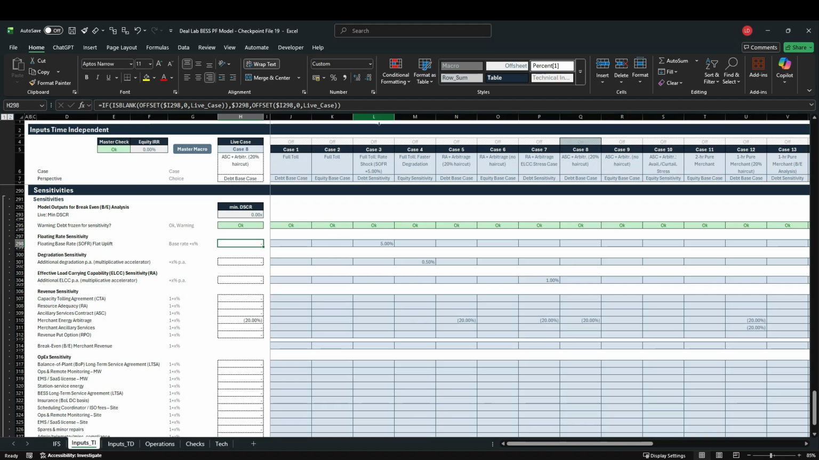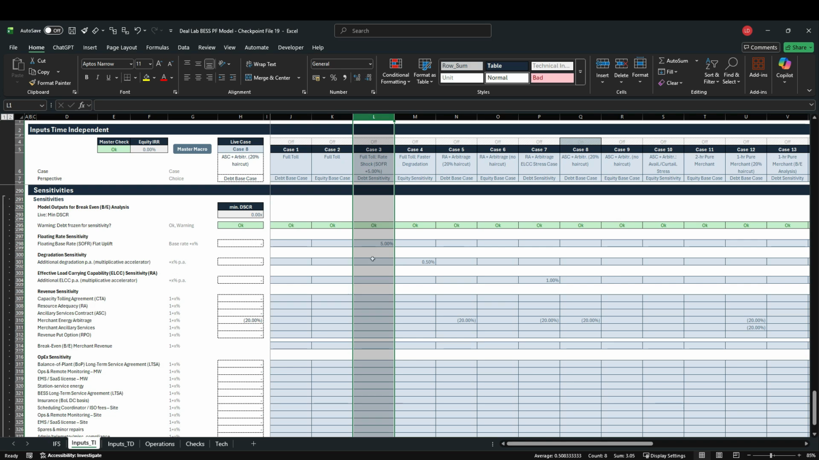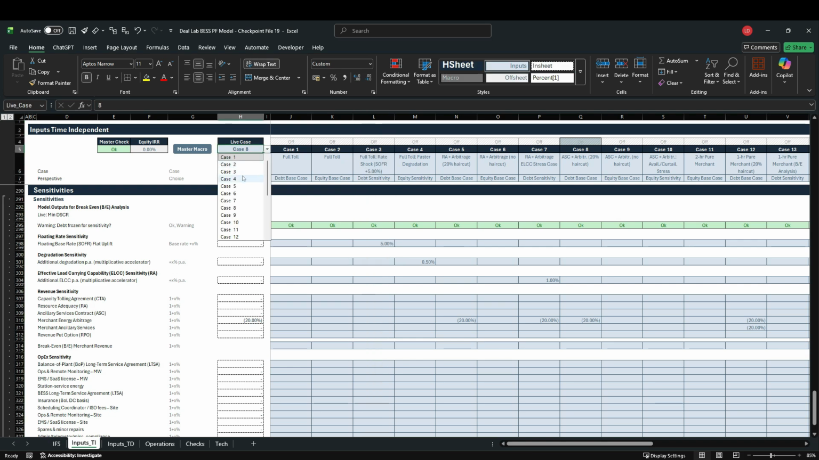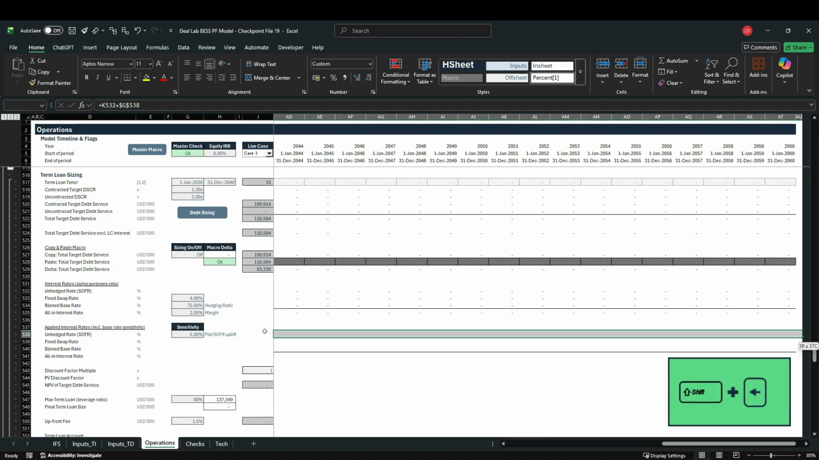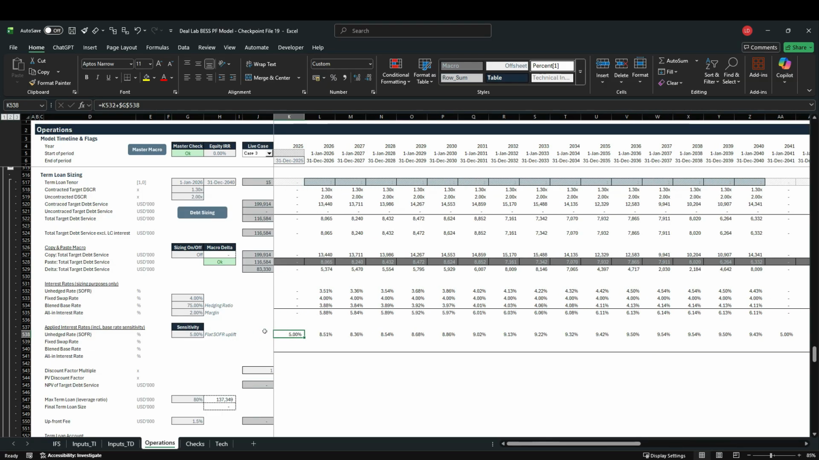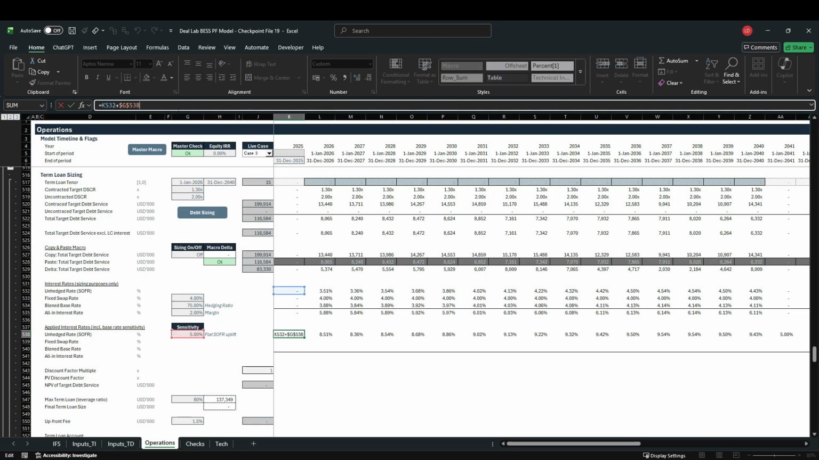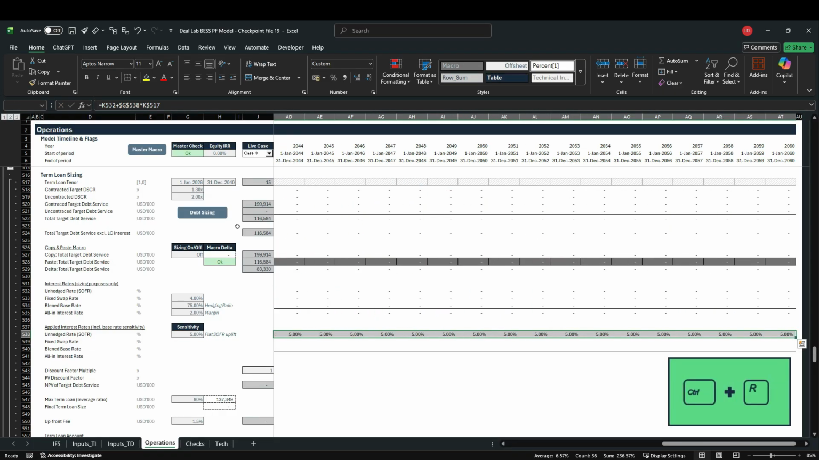And you can see that, for instance, in case 3, we will have a SOFR shock. So let's turn on case 3 for now. And then you will see that here we have an uplift of 5%. Then let's drag this over, Control R. And actually we can also multiply this with our term loan tenor. So let's multiply this with 517. Hit F4 1, 2 times, drag it over again.